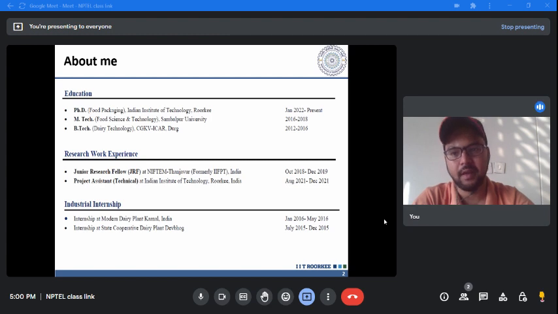After doing my MTech, I joined as a junior research fellow in NIPTAM, Tanjavur, formerly it was IIFPT in Tamil Nadu, from 2018 to 19. Then I joined as a project assistant at Paper Technology in IIT Roorkee, where I am doing PhD now. Then in January 2020, I joined as a PhD scholar, and my topic is broadly food packaging I'm working on.